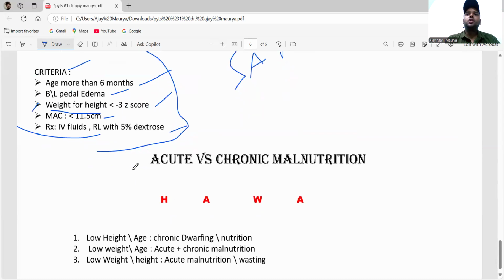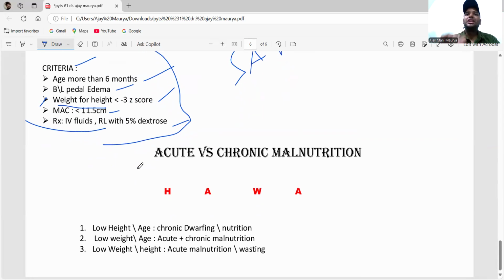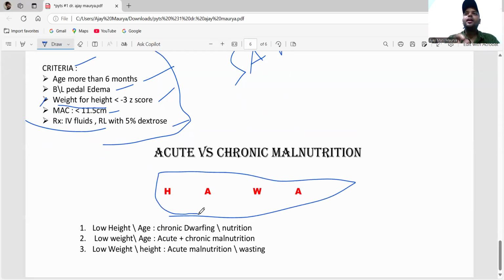Acute versus see acute versus chronic malnutrition. So, guys, acute versus chronic malnutrition. We are going to use the mnemonic is the हवा लाल दुपट्टा उठ गया रे मेरे हवा के झोंकों से तुझको पिया ने देख लिया हाय रे see हवा हवा.